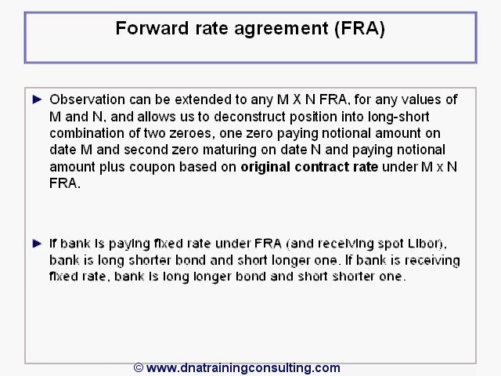If the bank is paying the fixed rate under the FRA and receiving the spot LIBOR, the bank is long the shorter bond and short the longer one. If the bank is receiving the fixed rate, the bank is long the longer bond and short the shorter one.